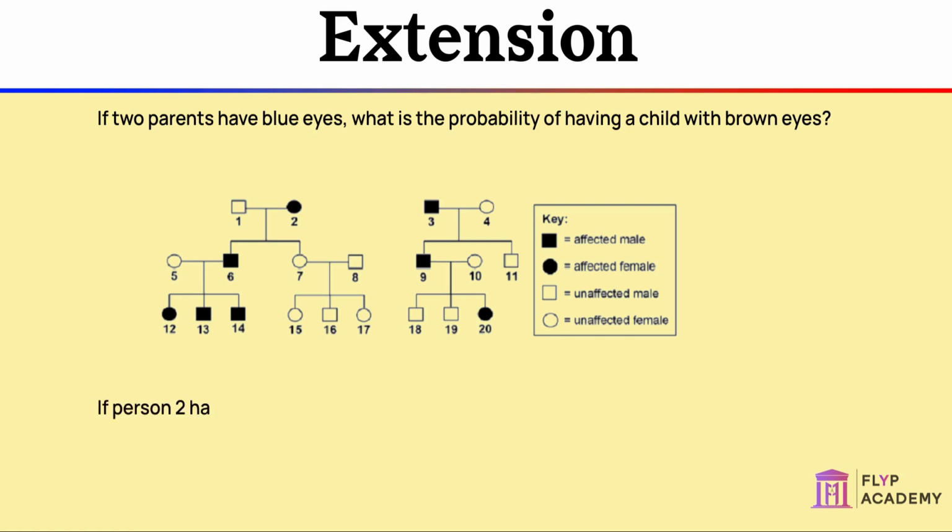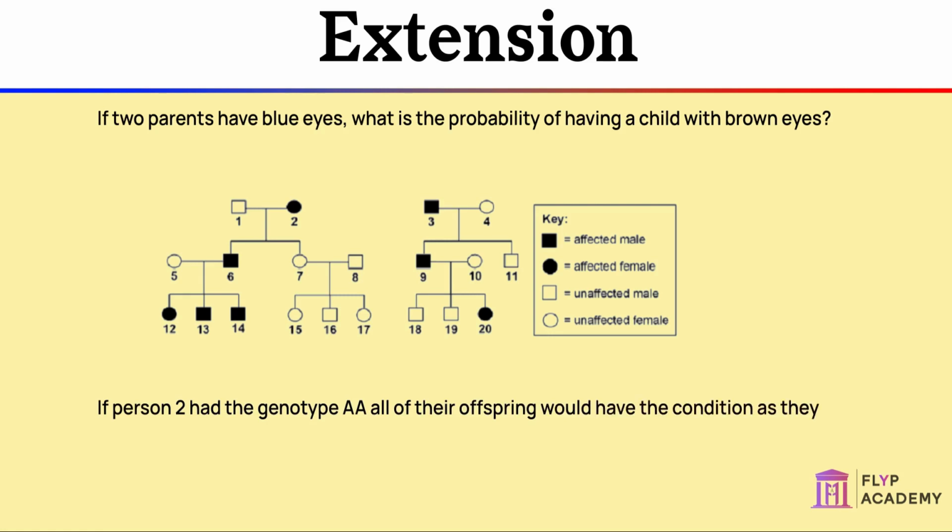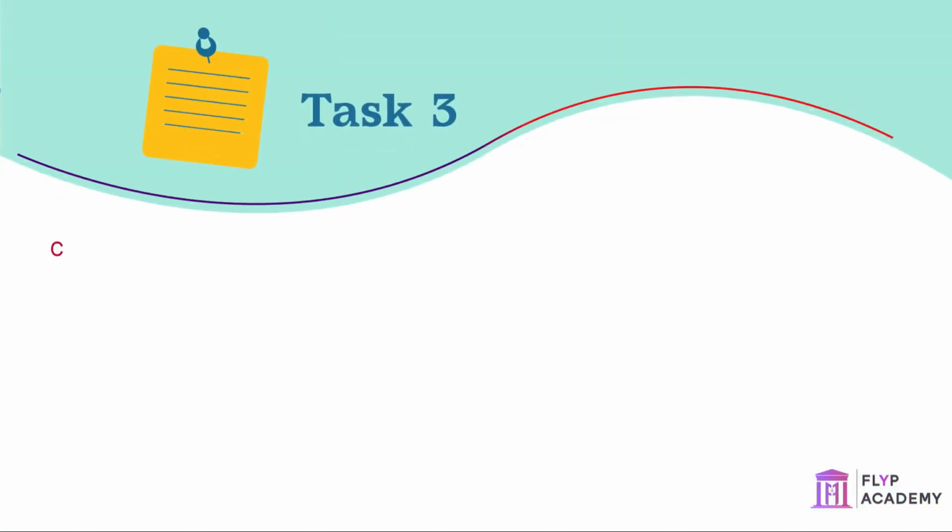If person 2 had the genotype AA, all of their offspring would have the condition, as they would all have inherited an A allele from person 2.